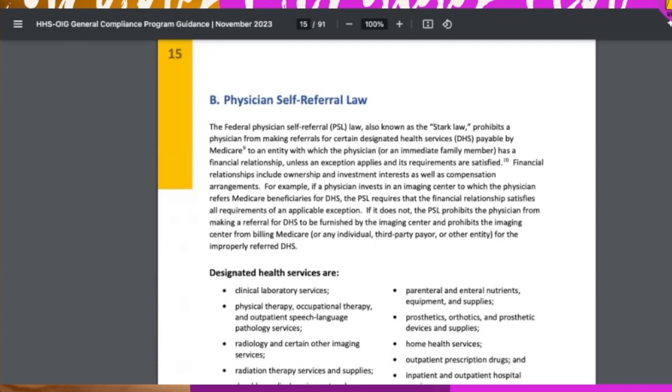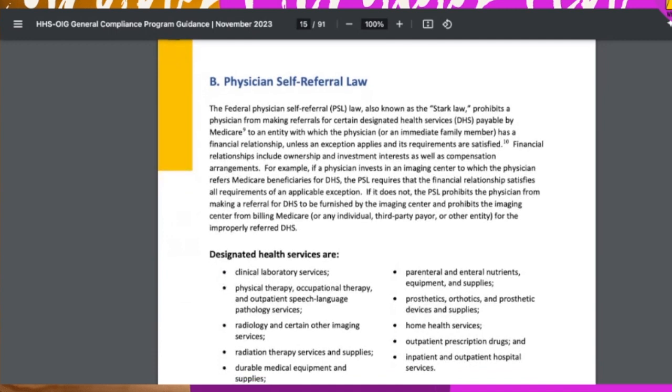For example, if a physician invests in an imaging center to which the physician refers Medicare beneficiaries for designated health services, the PSL requires that the financial relationship satisfy all requirements of an applicable exception. If it does not, the PSL, physician self-referral law, prohibits the physician from making a referral for DHS to be furnished by the imaging center and prohibits the imaging center from billing Medicare or any individual, third-party payer, or other entity for the improperly referred DHS.